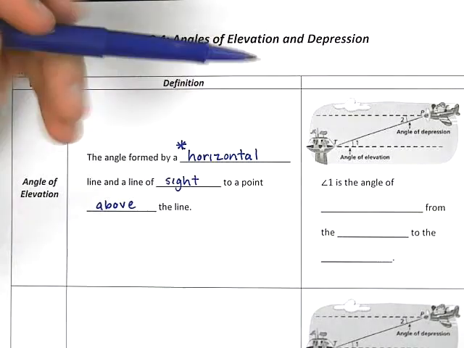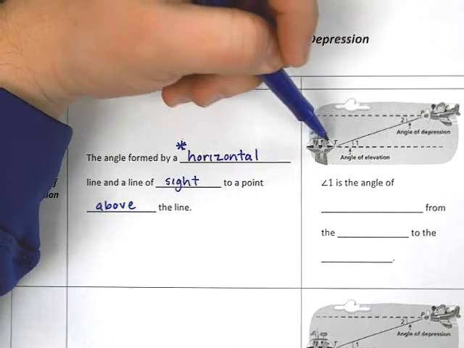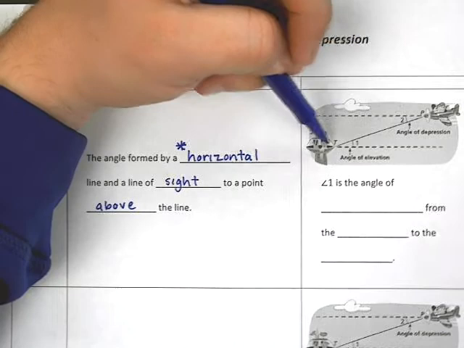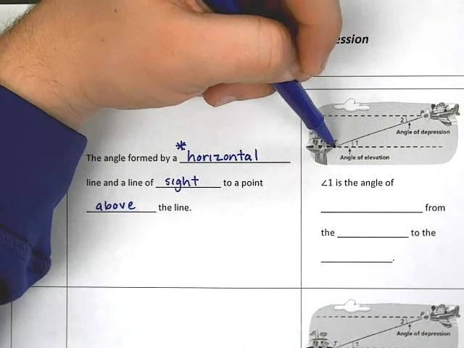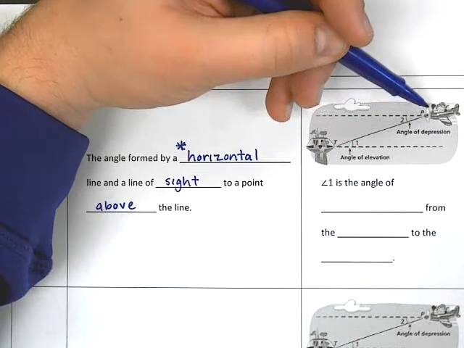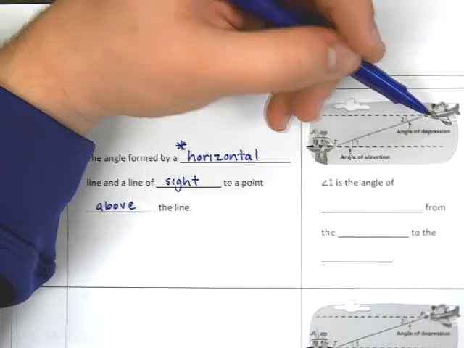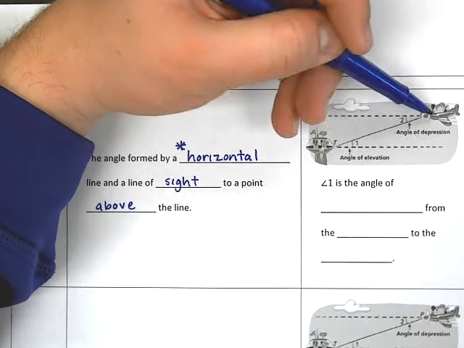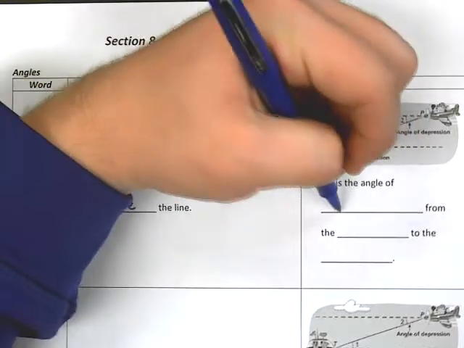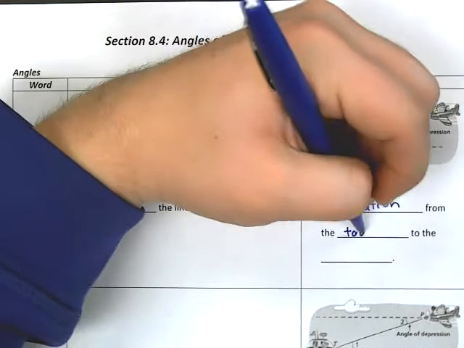Alright? So if we look at this picture here, if we're here at point T, or at the tower, shoot, I can't think of what it's called right now. Anyway, we're at the tower. Well, if I draw a horizontal line, or a line straight out to the right, and then I'm looking up at the plane, well then this right here is my line of sight to the plane, and again, because the plane is above the horizontal line, this is called an angle of elevation. So angle 1 is the angle of elevation from the tower to the plane.